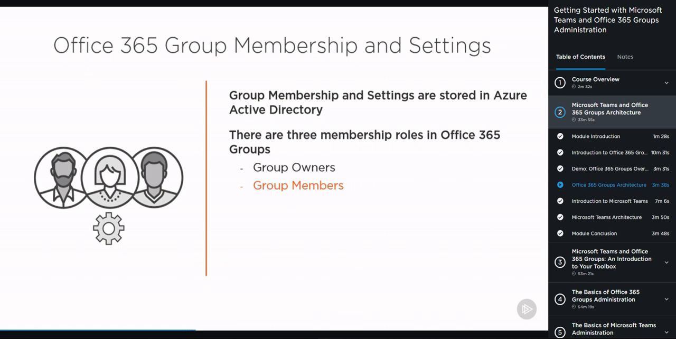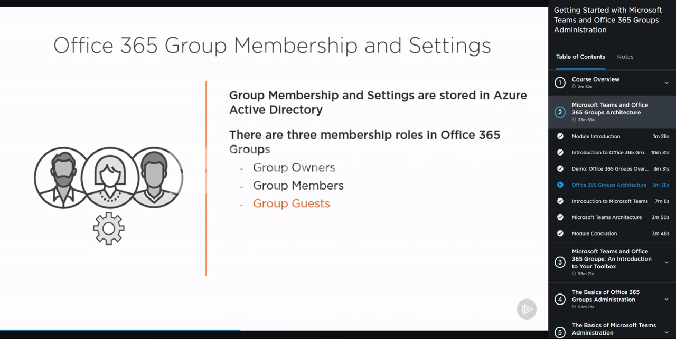Now let's talk about settings. What kind of settings can we have in Azure AD for groups? Examples of group settings include external sharing, expiration policies, naming conventions, and a lot more settings that we'll cover in this course.